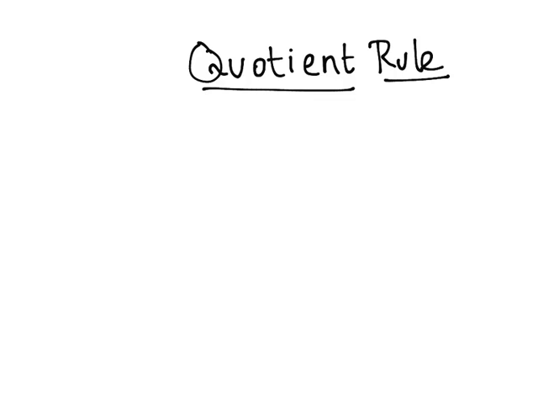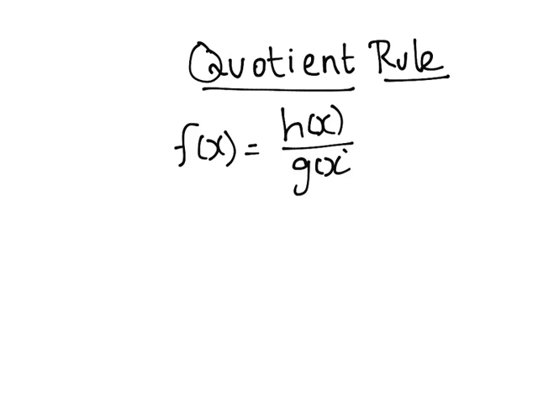Hello students, in this video I am going to teach you how to find the derivatives of certain functions using quotient rule. In my previous video we saw how to use the product rule, and in this video we are going to see the quotient rule. So let us say a function f of x is in the form h of x over g of x. Suppose if we have a function of this form, then to find the derivative of f of x you need to use the quotient rule.